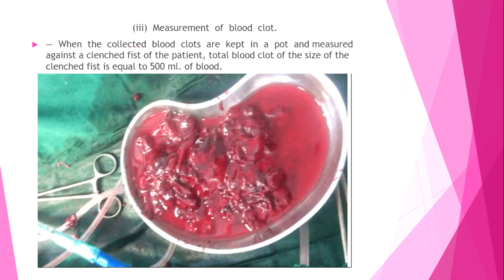Measurement of blood clots. The collected blood clots are kept in a pot and measured against the clenched fist of the patient. A total blood clot the size of the clenched fist is equal to 500 milliliters of blood.